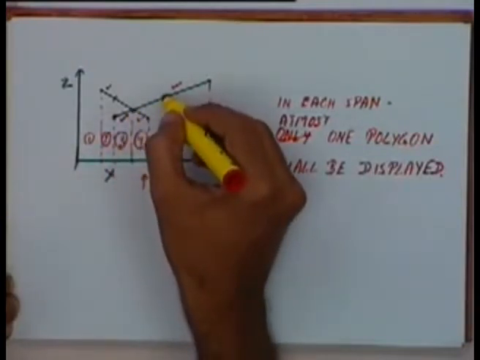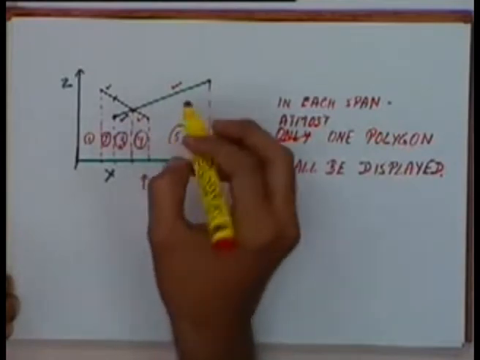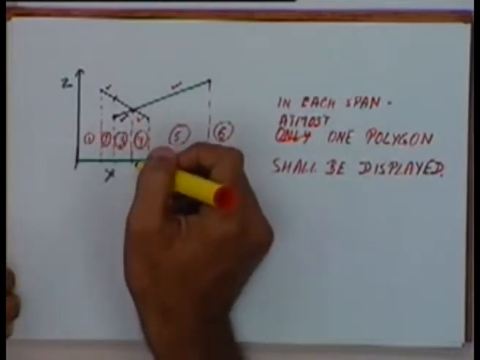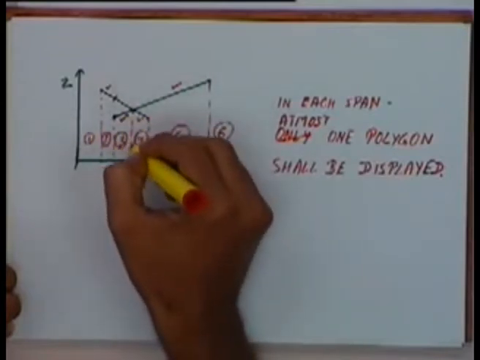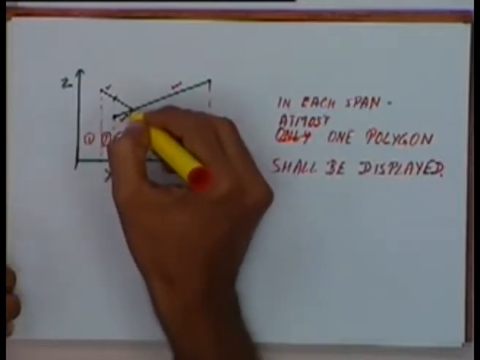Similarly, if I look at the end point, there will be confusion in span number 3, because at the end point the two polygons will have the same z value.